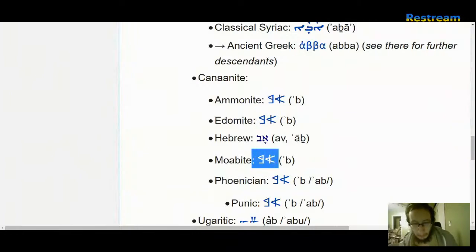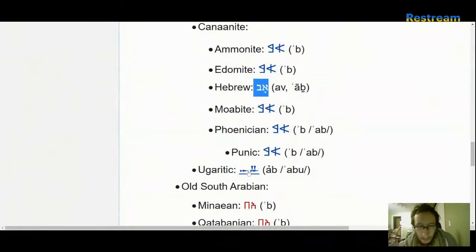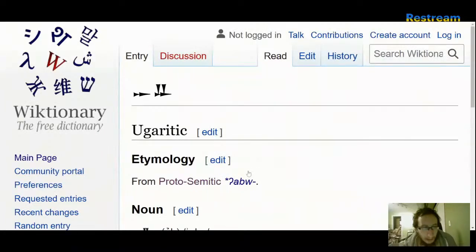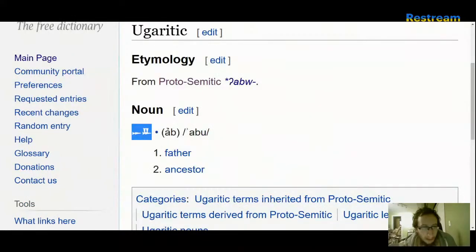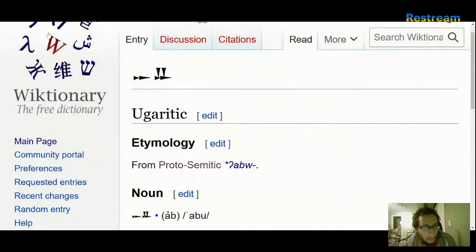Moabite, same spelling, same word. Phoenician, same spelling, same word. Punic is an offshoot of Phoenician. Again, it's the same. Hebrew is spelled in that later alphabet script, but it's the same word, same spelling. Av. And then Ugaritic, they used a different script for it, but it's an older script, it's cuneiform, Ugaritic alphabetic cuneiform. So that's how they spell it in the precursor to Hebrew. You spell it with these arrows, and it's the same pronunciation.